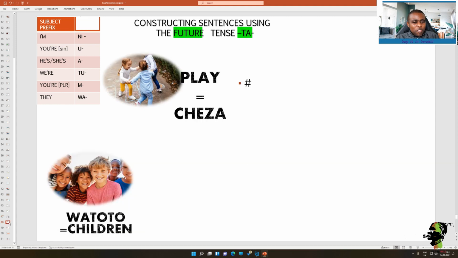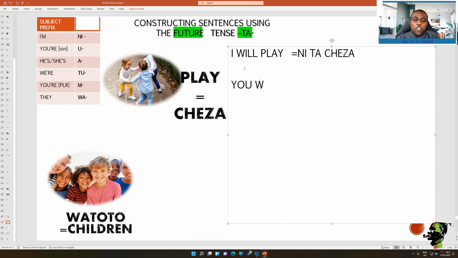Now, we're going to have a look at another interesting sentence. And I'm now having a noun. Watoto, children, play, cheza. And then you still go through that and see how things will come together. Let's try and practice this and see how that goes. This will be an interesting one. I will play. Let's start with that. Nitacheza. Simple. I will play. Nitacheza. What about you will play?